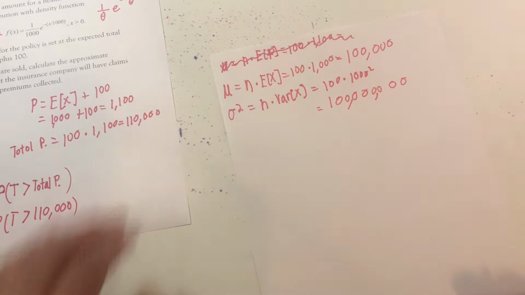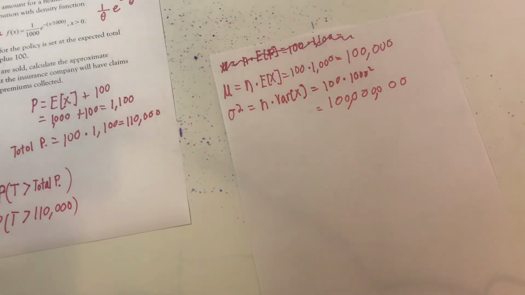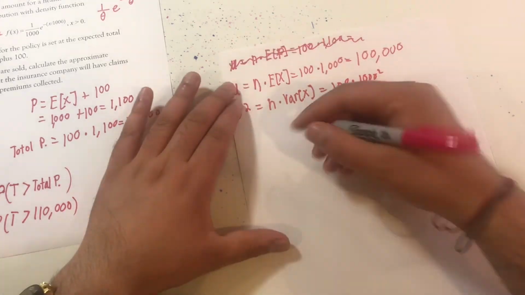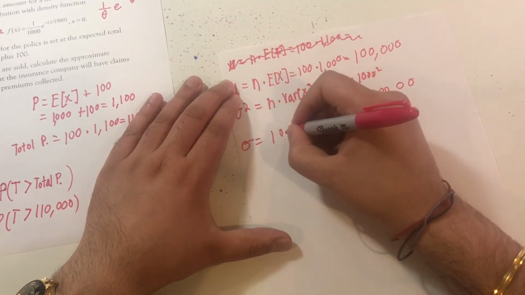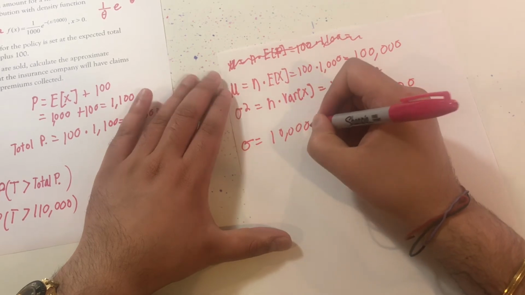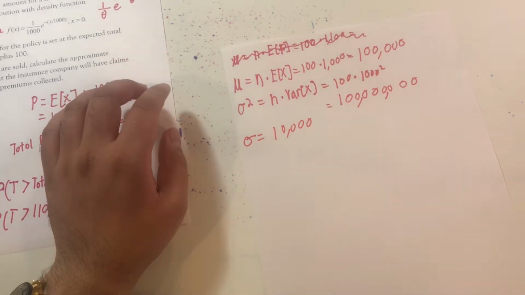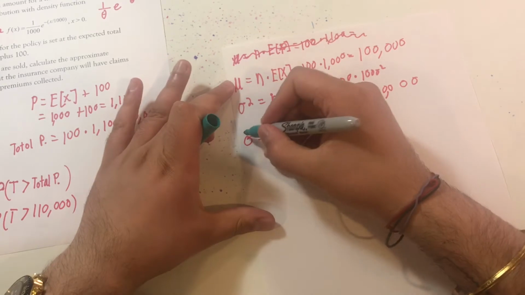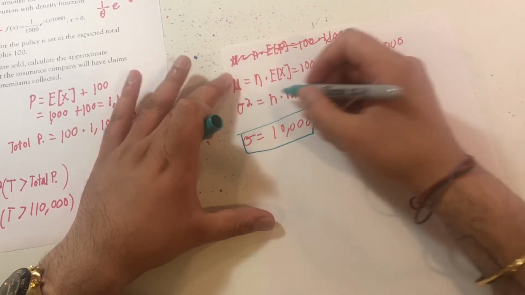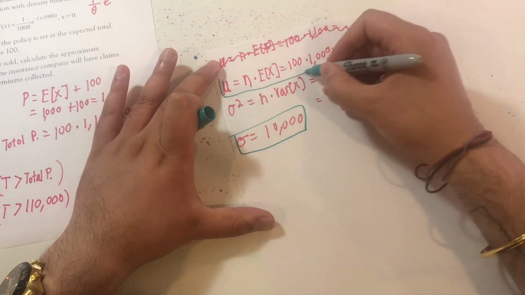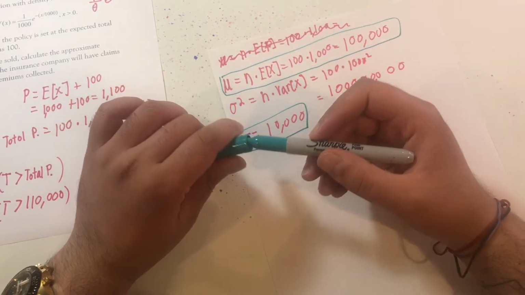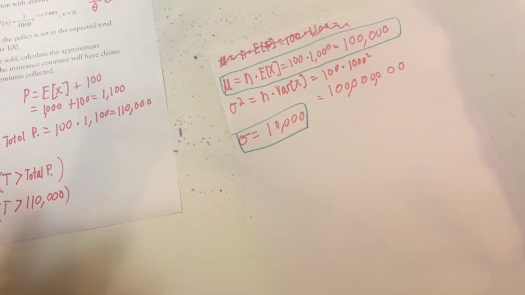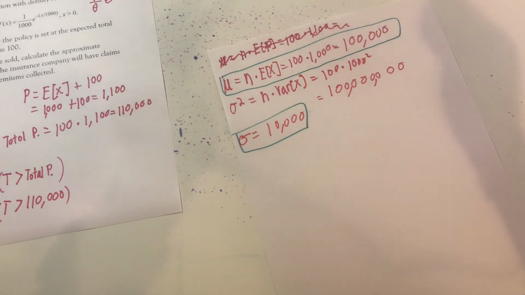$100 million. Okay. And then I take the square root of this in order to get a standard deviation of 10,000. Okay. Now that I got my two important numbers, right? I have this thing here and this here. I'm going to get the standard normal. I'm going to use the standard normal distribution to actually calculate this probability.